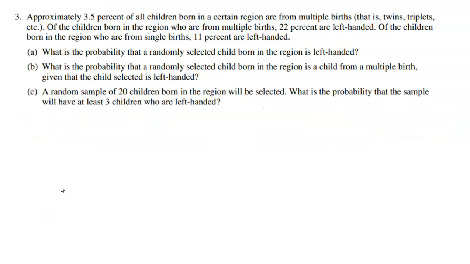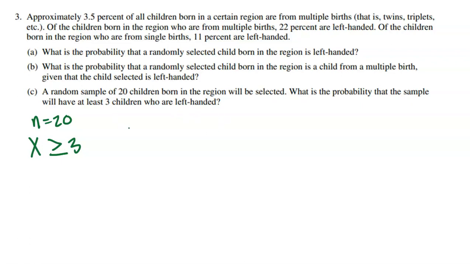A random sample of 20 children born in the region will be selected. Okay, so I'm going to look at a very specific sample of 20 random children. What is the probability that the sample will have at least 3 children who are left-handed? So I'm looking for X, the number of left-handed children, to be greater than or equal to 3. That's what at least 3 means. So I got 20 kids. I'm looking for 3 or more of them. That's 3, 4, 5, and so on up to 19, or all 20 of them to be left-handed.